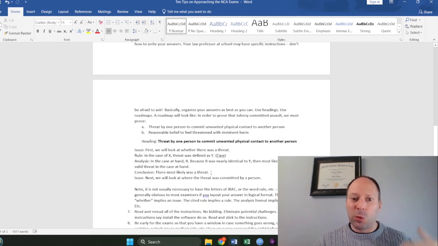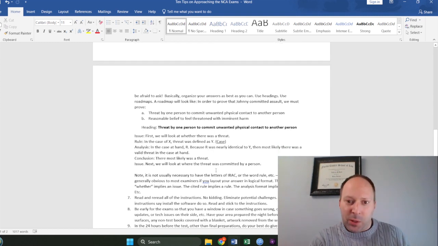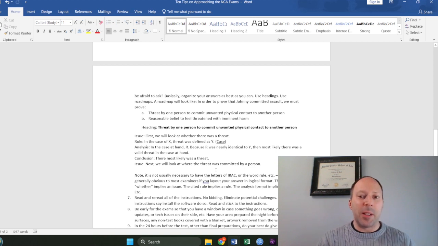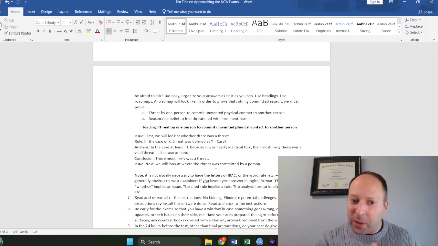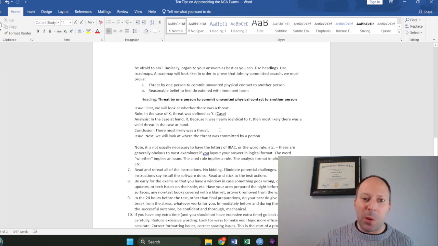Use headings, use roadmaps. A roadmap will look like this, here's an example: in order to prove that Johnny committed assault, we must prove A, threat by one person to commit unwanted physical contact to another person. B, reasonable belief to feel threatened with imminent harm. So your heading, and you won't have the word heading, by the way, your heading will usually be in bold and say, threat by one person to commit unwanted physical contact to another person. It lets the examiner know what you're trying to discuss.